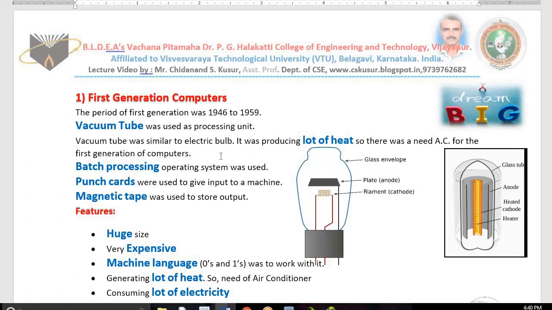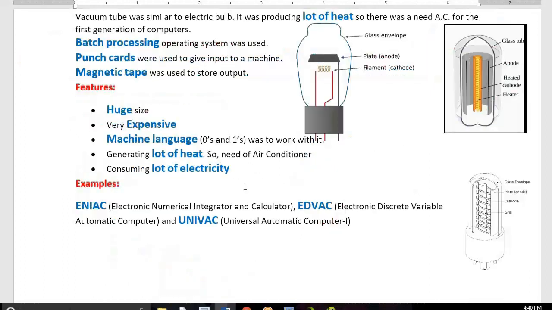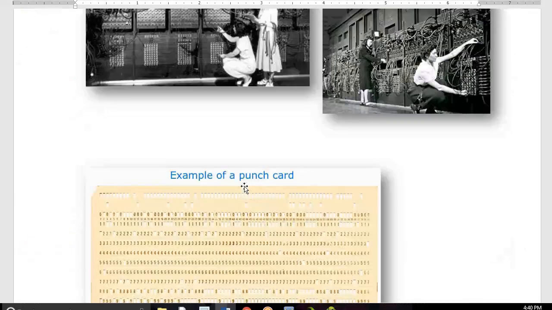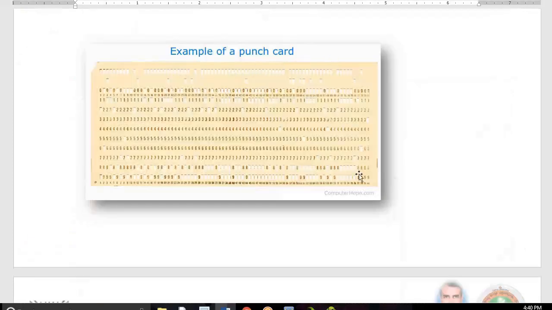And the operating system which we used with the first generation computer was a batch processing operating system. We were giving the inputs to a computer system by using punched cards.